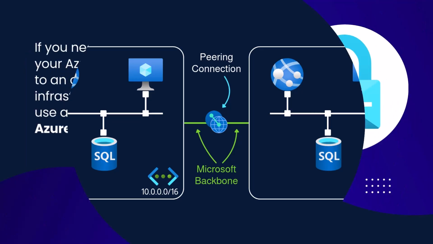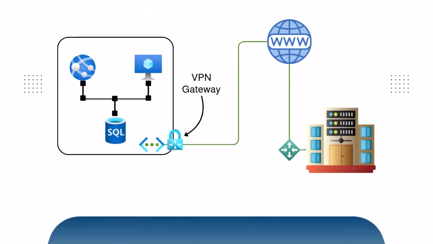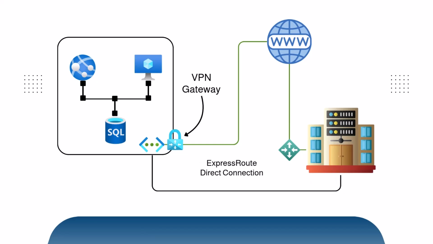Now, if you need to connect your Azure environment to on-prem infrastructure, you can use a VPN Gateway or Azure ExpressRoute. A VPN Gateway creates encrypted tunnels over the internet, while ExpressRoute provides a dedicated private connection through an approved network provider. This gives you options based on performance, security, and compliance needs.